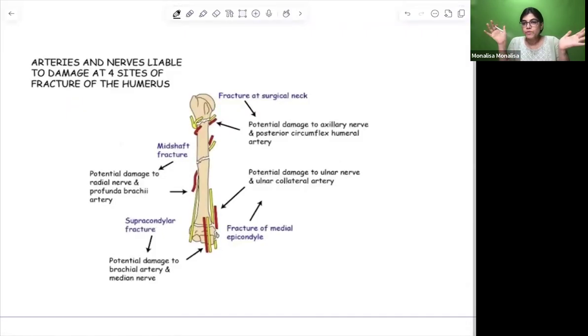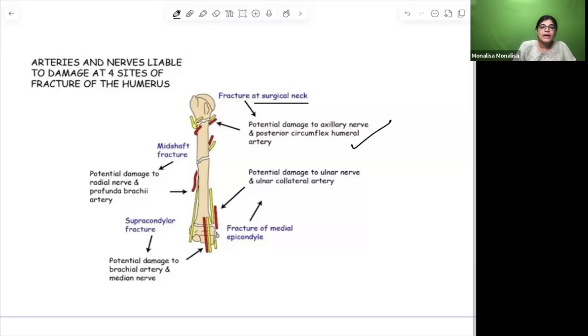And here in the humerus bone you can see the relations of nerves and vessels. So what you can see is that if there is a fracture of the surgical neck of humerus, the potential damage or threat is to one nerve and artery. What is it? The nerve and artery which can be damaged are the axillary nerve and posterior circumflex humeral artery. So at this location there is a chance of damage of axillary nerve and posterior circumflex humeral vessels.